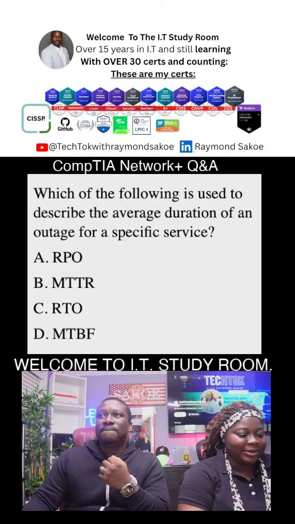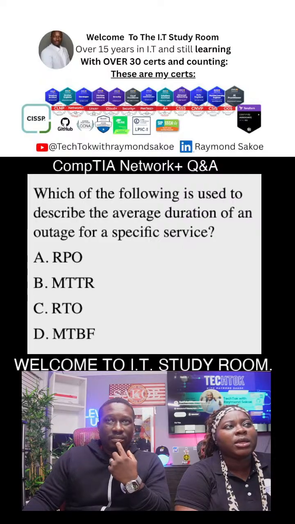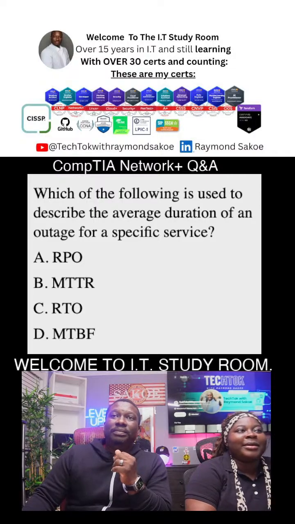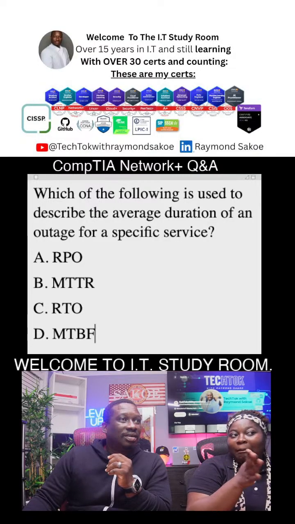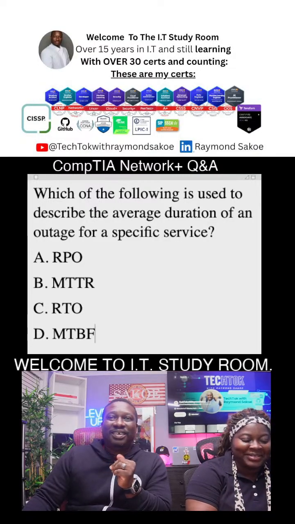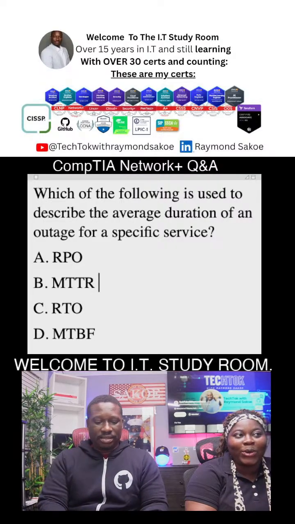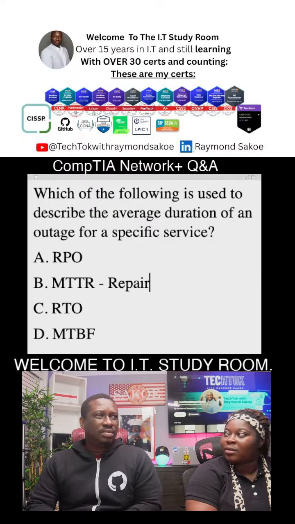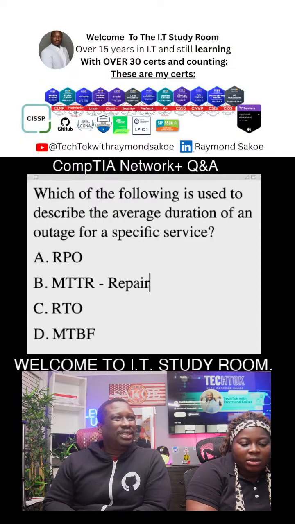Hold on, I missed a whole. Okay, what's the answer? It's between B and C. The answer is B. I knew it was something to recover. B, right? Mean time to recover? No, mean time to repair. Oh, repair. Is there a difference between repair and recover? People are saying recover and you're saying repair, so I'm trying to understand. Is it used interchangeably?